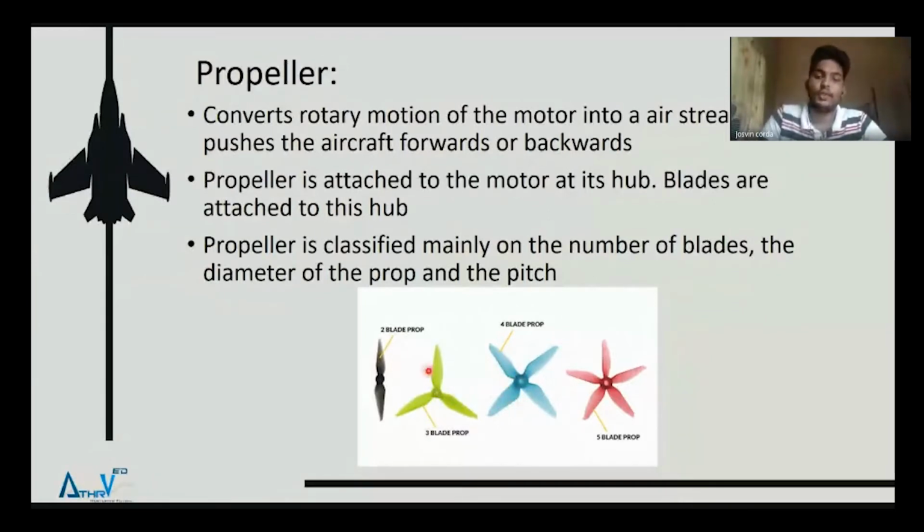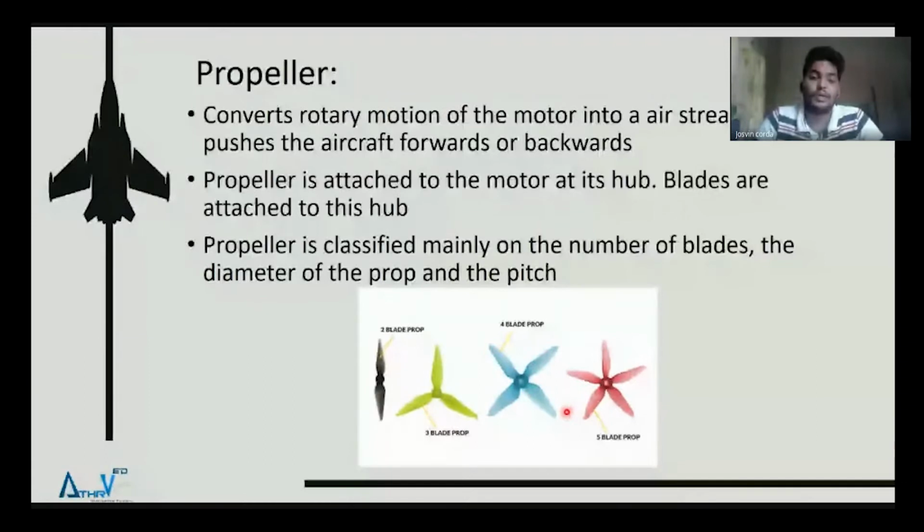A propeller is mainly classified on the number of blades. You can see there are 2 blade, 3 blade, 4 blade, and 5 blade props, and also the diameter of the prop, and the pitch. If you go to a 2 blade or 3 blade prop, it is much more efficient than a 4 blade or a 5 blade prop, because as you increase the number of blades, there will be added drag to the aircraft. But if you go with the more bladed prop, you'll get a little bit more performance or thrust.